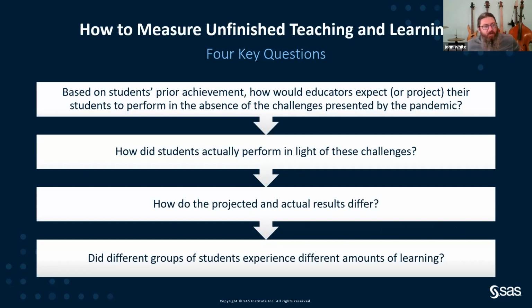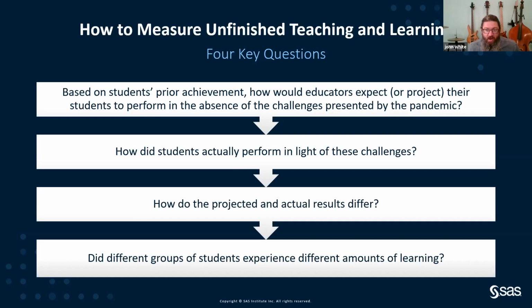All right, so how, again, are we going to measure unfinished teaching and learning? There are really 4 key questions here that we're going to go through. Based on students' prior achievement, how would we have expected those students to perform in the absence of the challenges presented by the pandemic? So how would we expect them to perform based on seeing a pre-pandemic experience play out? And then how do they actually perform through the challenges of school disruptions presented by COVID?